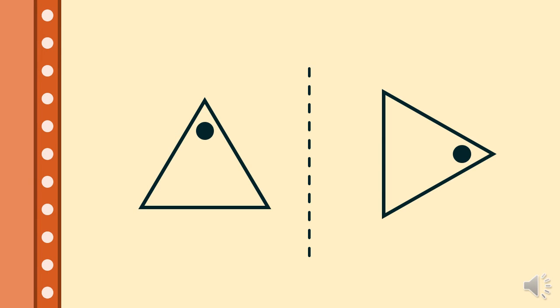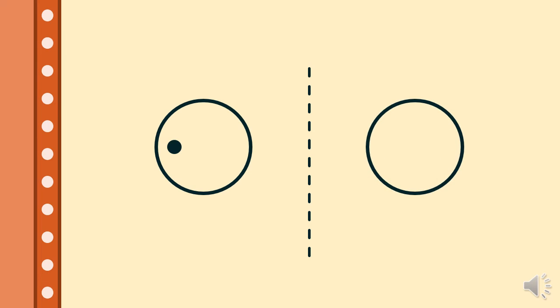Let's look at those circles. So the first circle has a little dot on the left side, and the second circle has no dot at all. What do you suppose happened so that there's no dot in the second circle? Did we slide it, or flip it, or turn it? Mark your answer. If you said flip, you're correct.